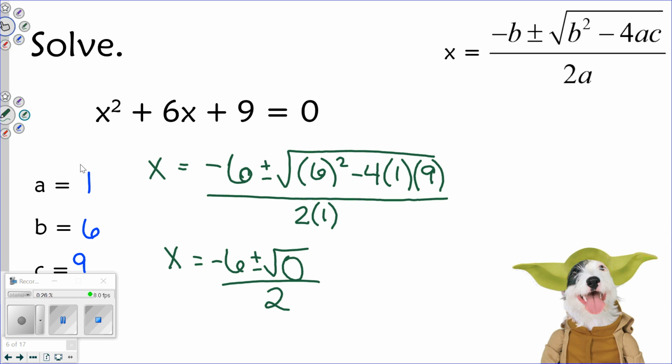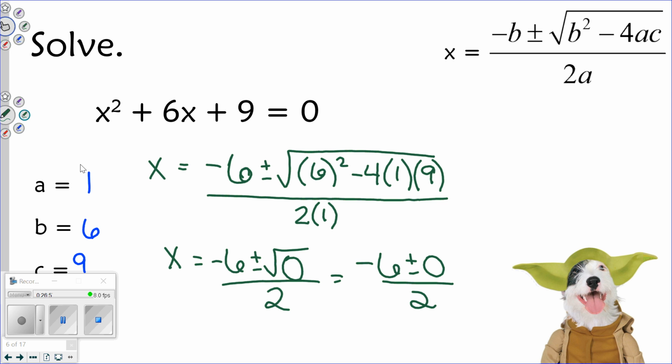Okay, and again, let's just go nice and slow with this. So we said your step then was to clean up under the radical, right? Don't type the radical in your calculator. Then it was to do a factor tree on your radical. Well, what's the square root of 0? It's 0. All right. So that's going to give me negative 6 plus or minus 0 over 2.